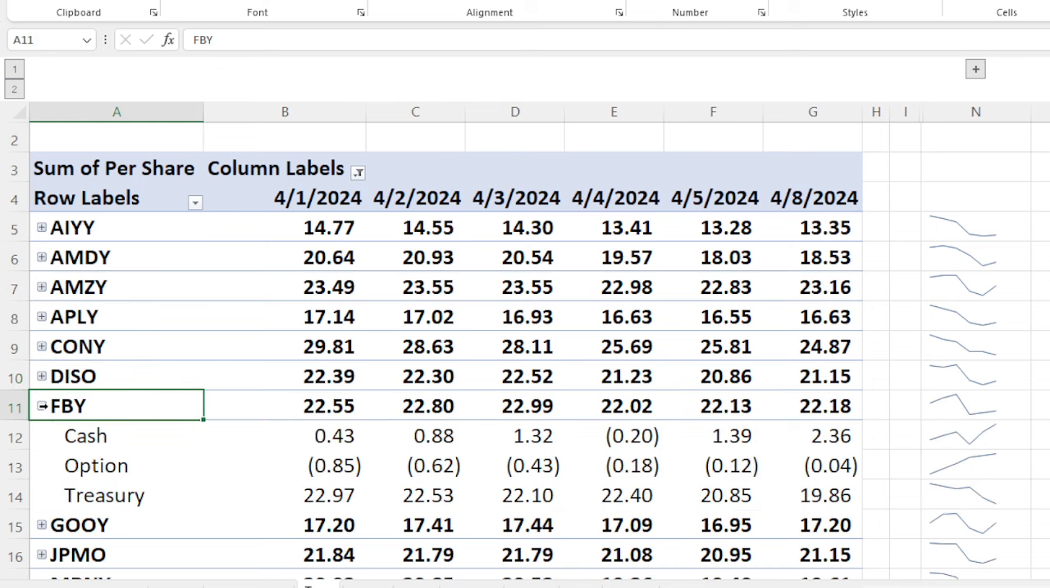So Phoebe, it's holding up fairly well. I would say 43 cents, and it actually increased the cash to 236. And then the treasuries went from 22.97 to 19.86.